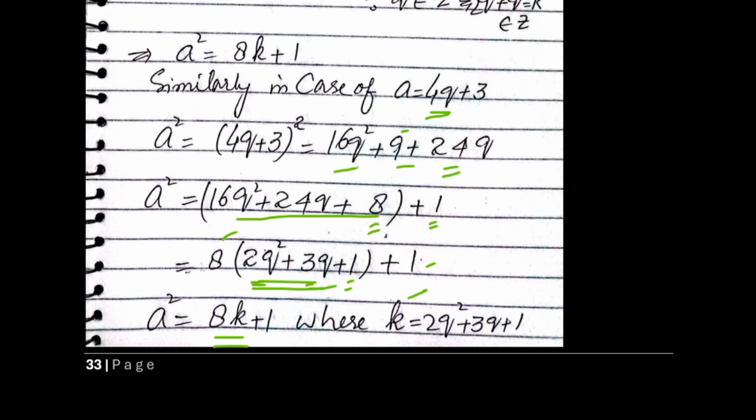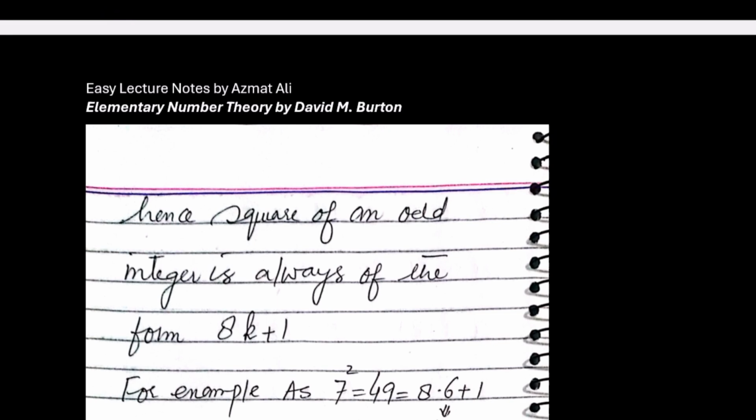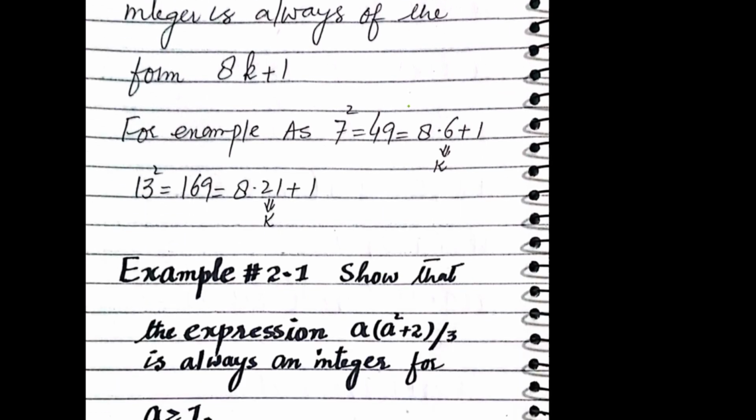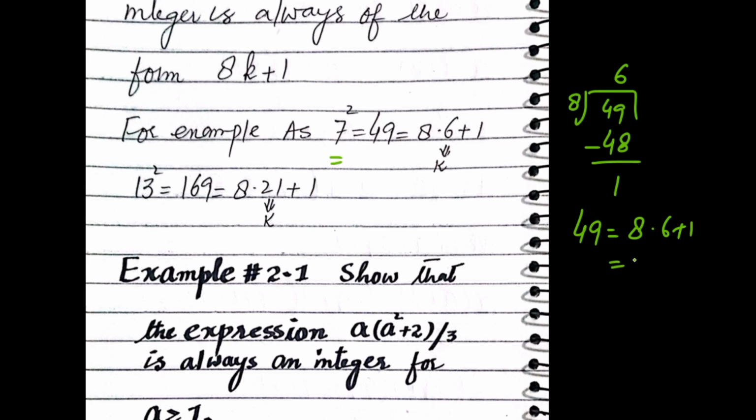So in any case, when a is an odd integer, its square is always of the form 8k + 1. You can verify it by any simple example. Suppose my odd integer is 7. If you divide 7², that is 49, by 8, 8 times 6 is 48, your remainder is 1. So by the division algorithm, you can write 49 = 8 × 6 + 1. Here 6 represents k, so this is the form 8k + 1.